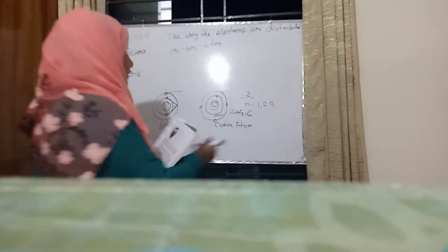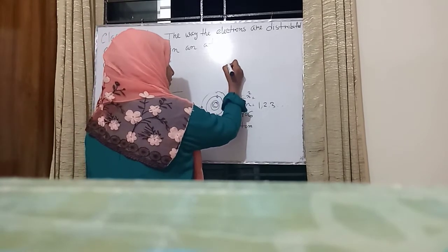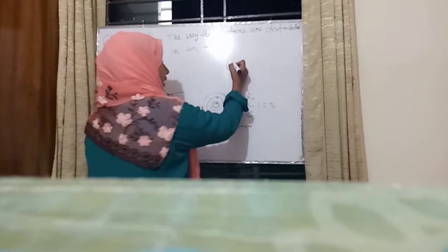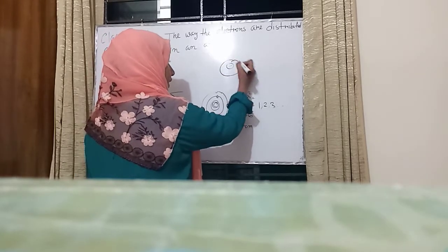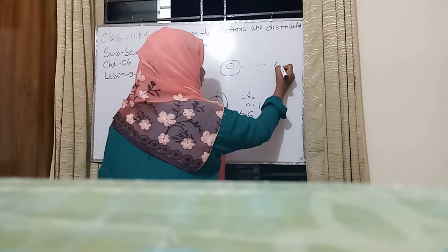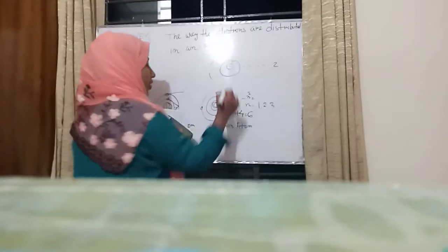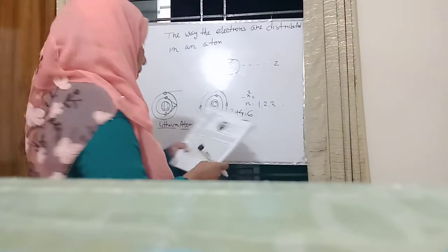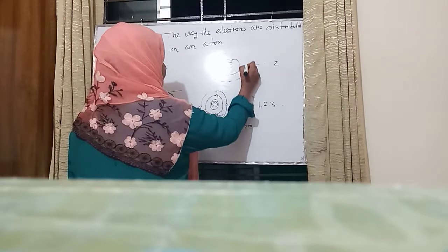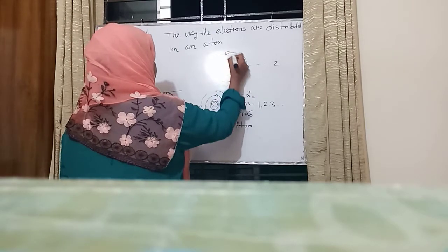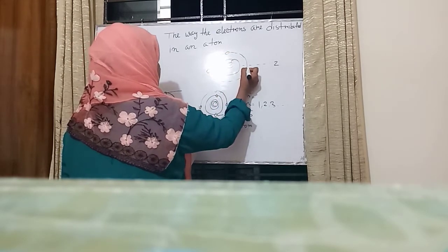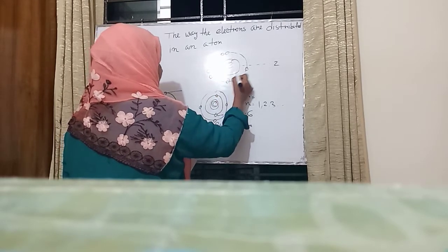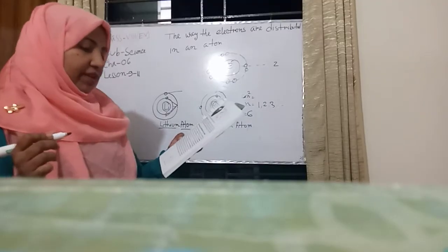When I draw this structure, this is the nucleus, and here are the protons and neutrons. The first orbit is filled up with 2 electrons. Here is the second orbit. In the second orbit, the number is 8. I draw and fill up 1, 2, 3, 4, 5, 6, 7, 8. Here they are filled up with 8.